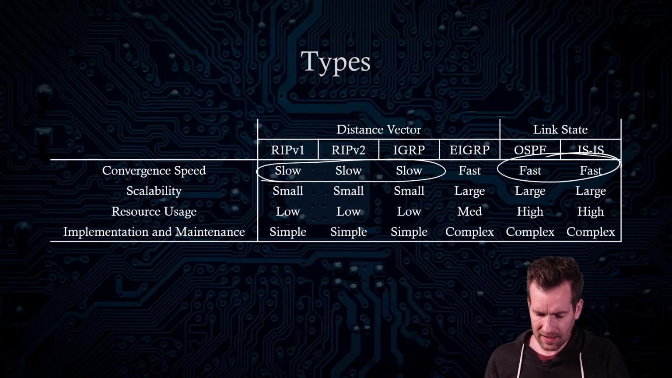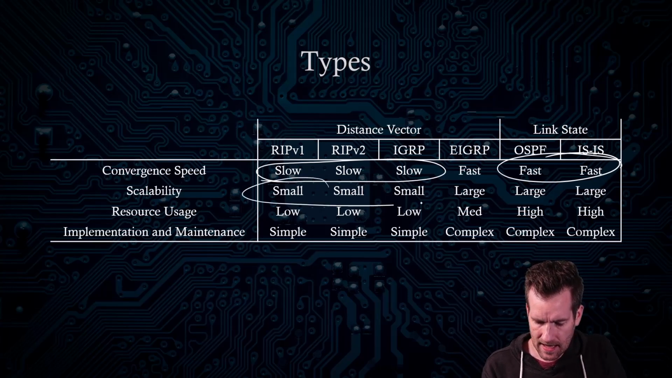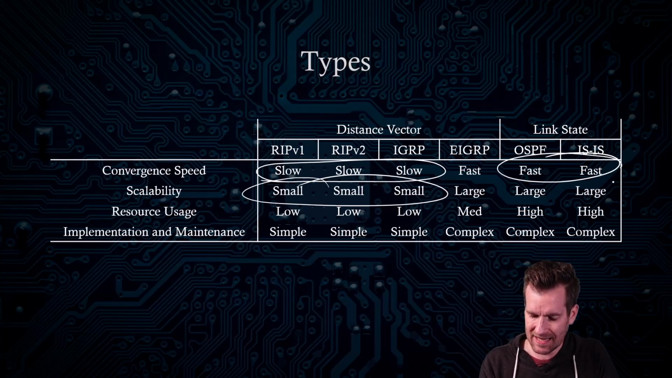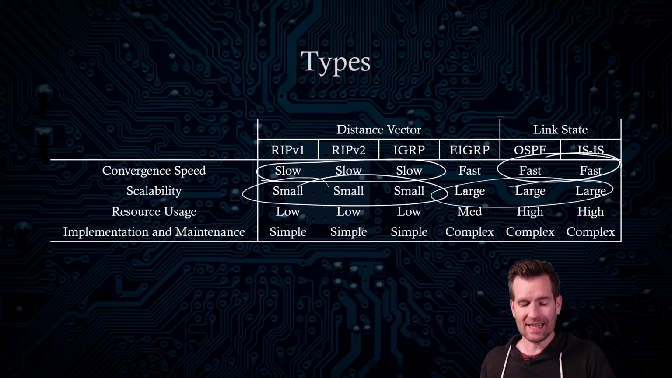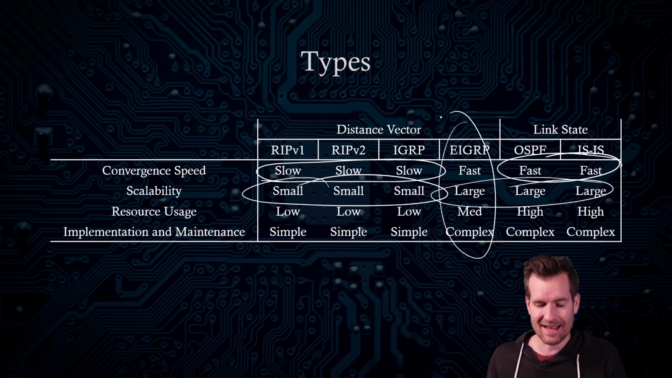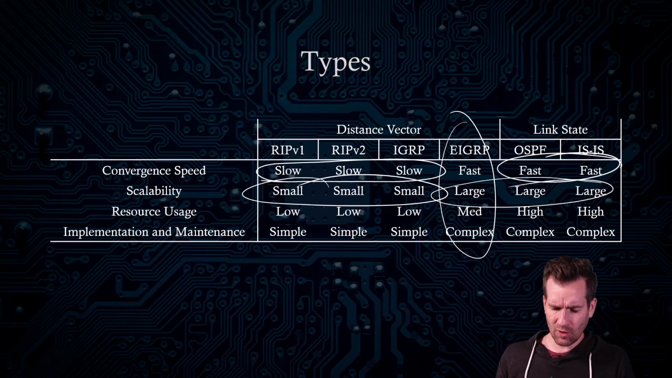From a scalability standpoint, the distance vector doesn't scale well. There's a limit to how big those networks can be, versus link states do scale much better. And remember, EIGRP is kind of that hybrid that's in here. Resource usage.